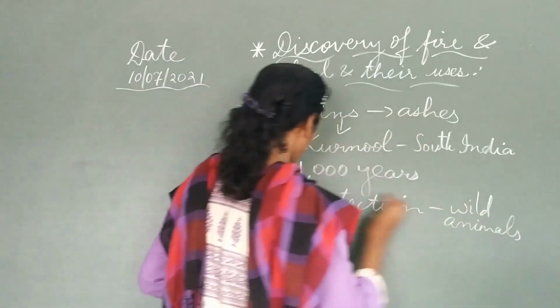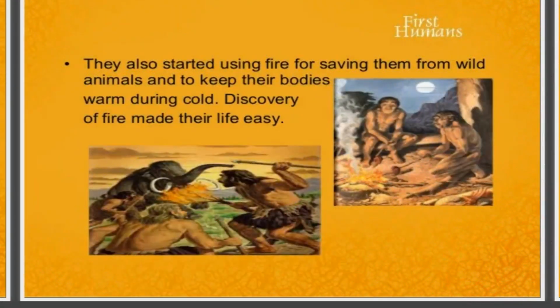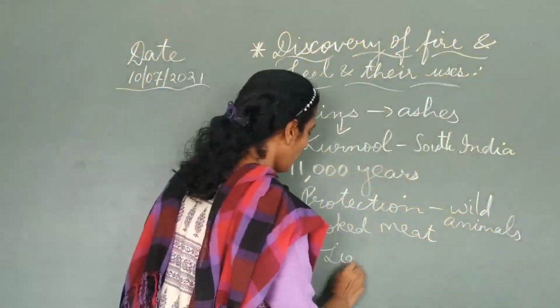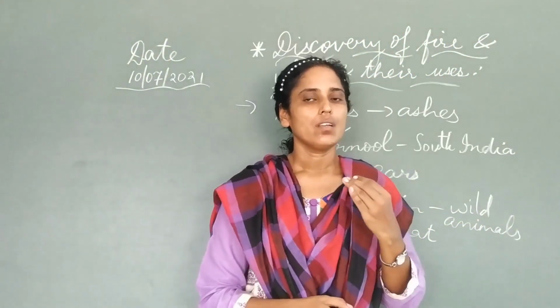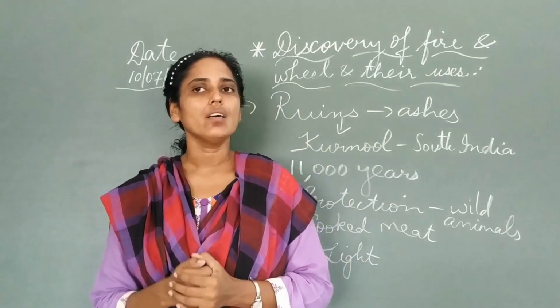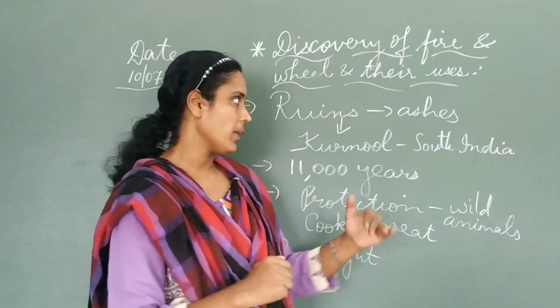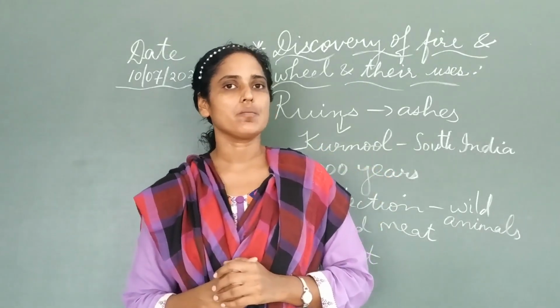Then the next benefit of discovery of fire was they could eat cooked food, that is cooked meat. Then the third one was to get light. Okay. So they could get light from fire. So because of the discovery of fire, man became a little more advanced. From his primitive stage, he became a little more advanced and started using fire for different purposes.